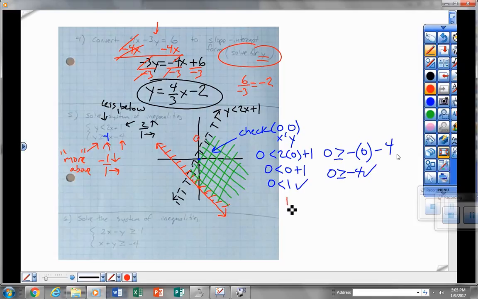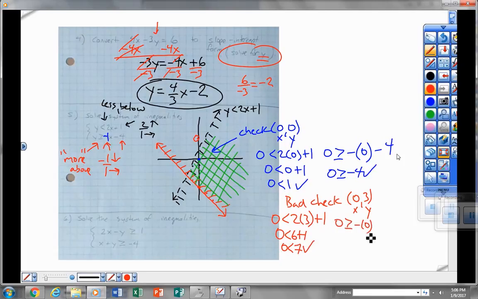Here is a bad check. So if I pick one out of the area, this is the point 0, 3. It looks like it will satisfy one of the inequalities but not the other. So when I plug in 0 for y, 2 times 3 for x, I believe I make the mistake right there. I will go back and fix this. I should not have plugged in 0 for x, or 3 for x. I should have plugged in 3 for y. So I will go back and fix that.